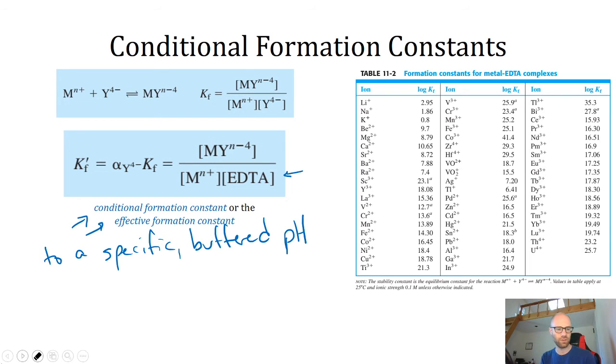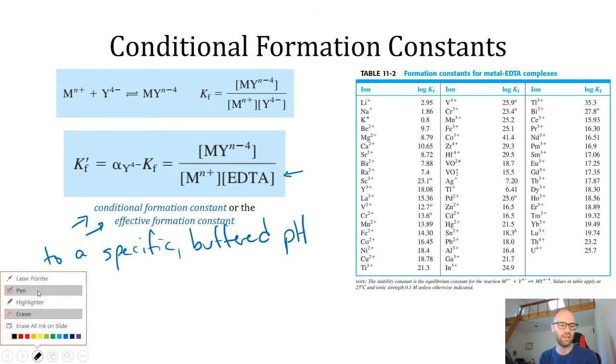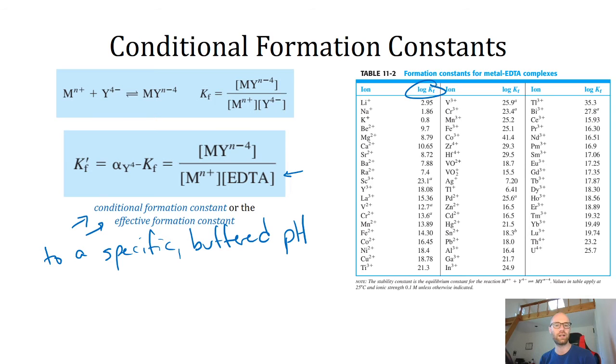Table 11-2, which is basically the only other table I think you need for this entire chapter, is how we're going to go through it. These are the formation constants for your metal EDTA complexes, and this is where it matters that you wrote your equation correctly with the complex in the numerator and the free substances in the denominator. First thing I notice, these numbers are all positive, and that's not new, except that the table shows the log of the formation constant, which is new.